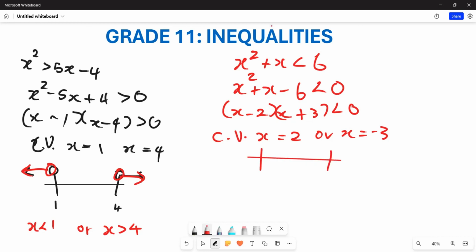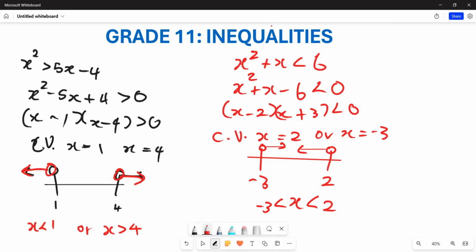Now that I have my critical values, I will draw my number line. Obviously, it's going to start with -3 and end with 2. This here is only lesser than, which means you're going to have an open circle. The values that give us less than 0 are when the arrows are looking at each other, so your x is going to be in between -3 and 2. That is what you do in terms of that particular question.